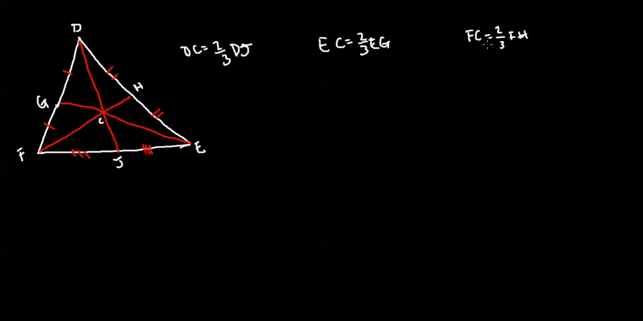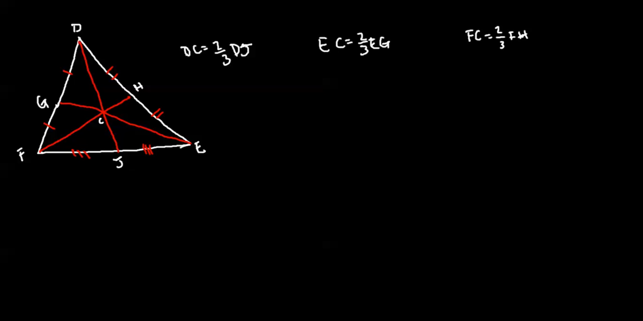So here in our diagram, you can see that we have three different medians of a triangle drawn. The first median, if we look at the one drawn from vertex D, you see the line that's drawn from vertex D all the way to point J. It bisects the side FE, so it has it split into two even parts. And then the distance of DC equals 2/3 of DJ. And this concept is similar for the other medians of the triangle.